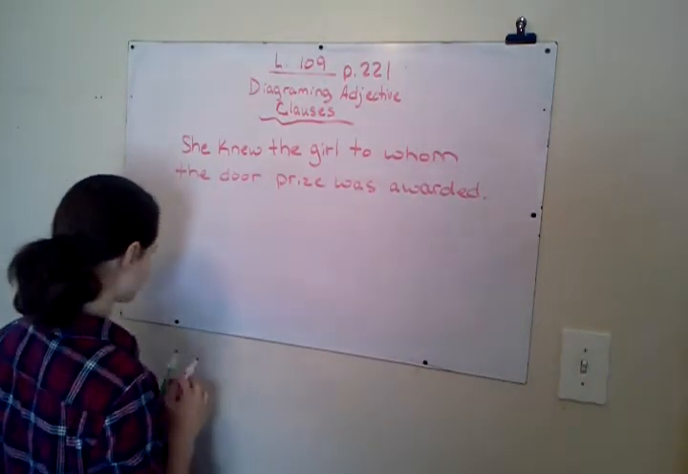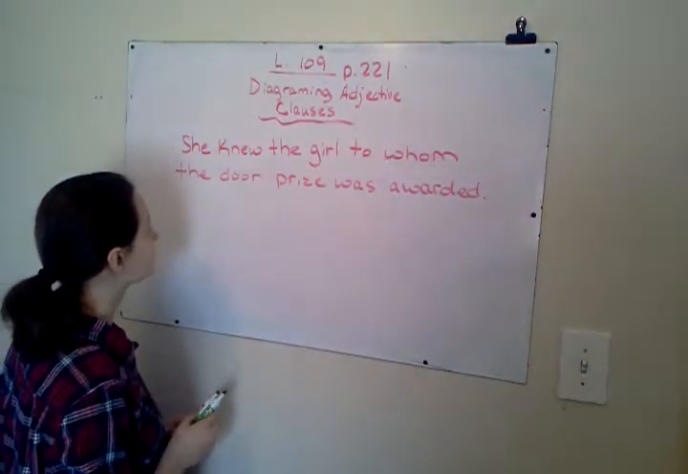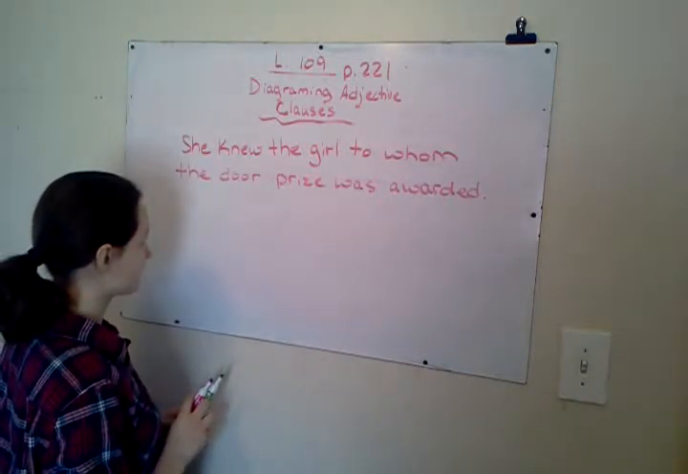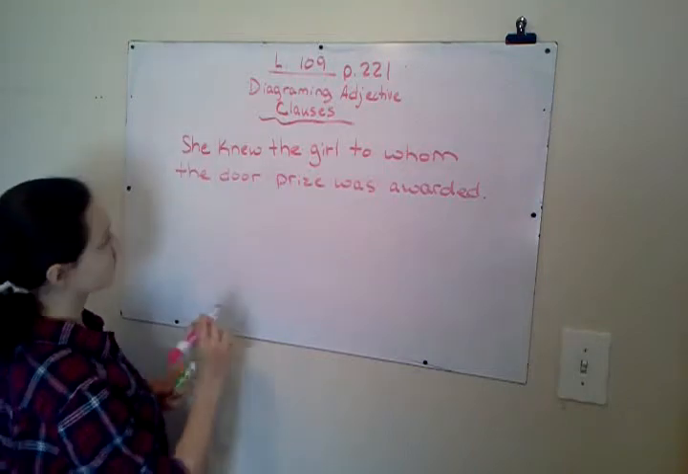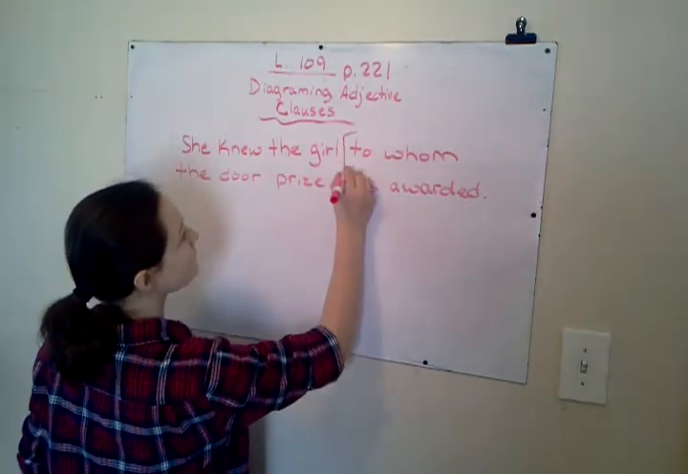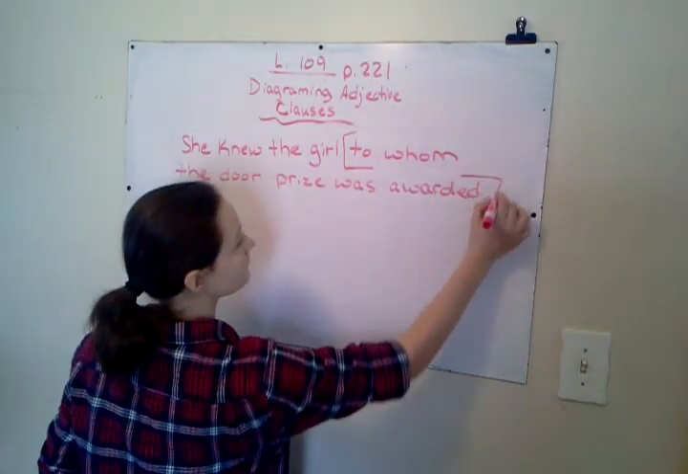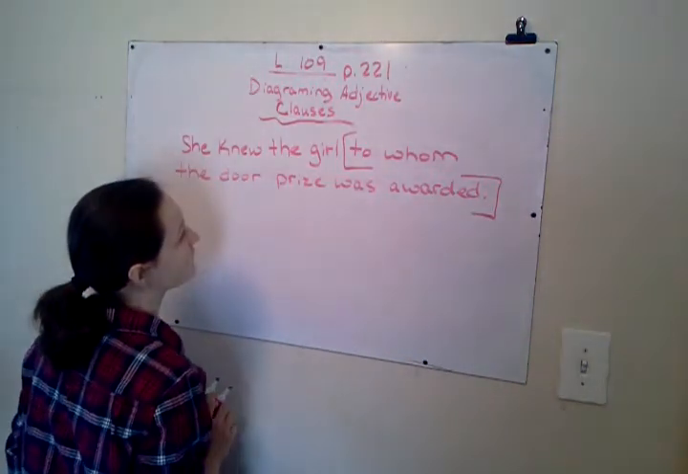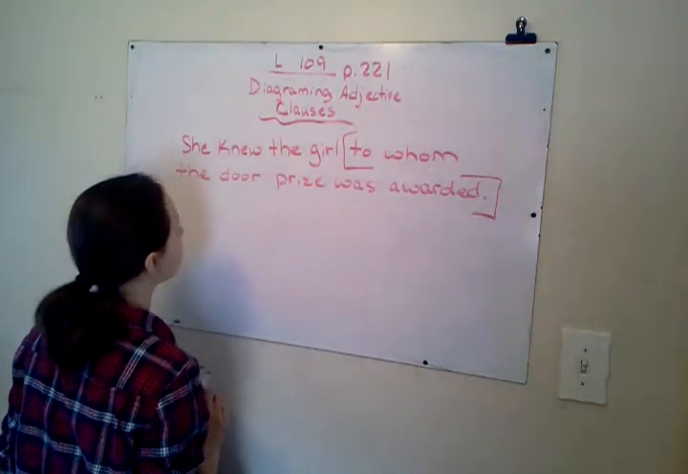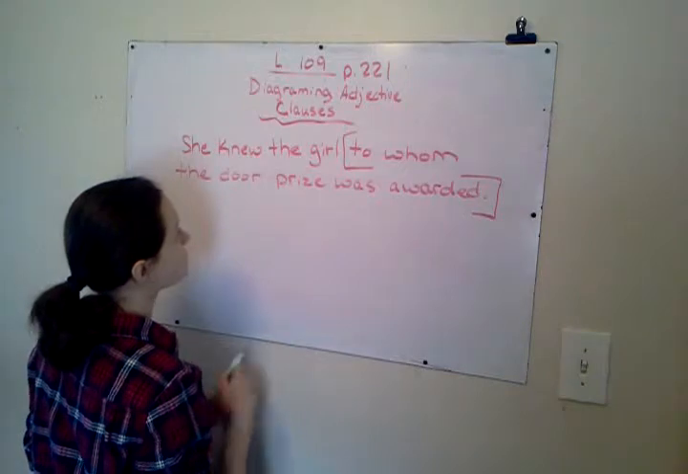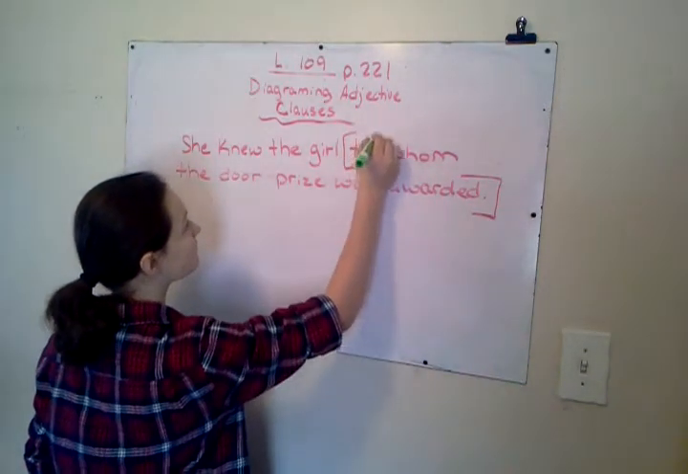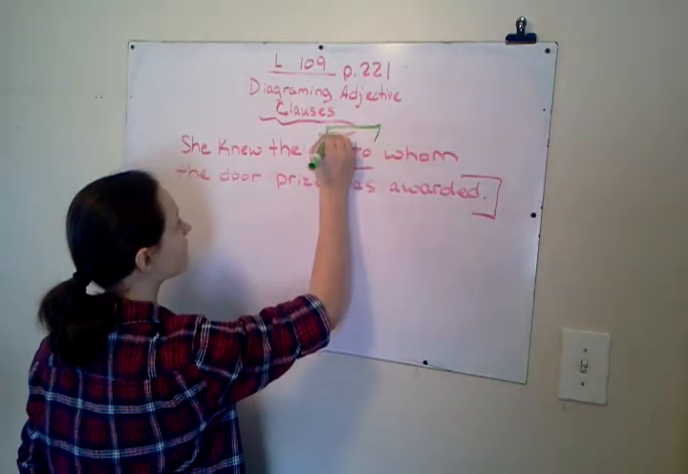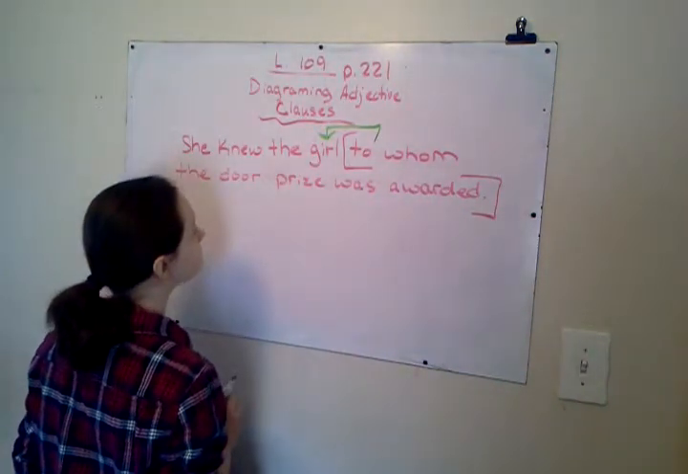Okay, in our next sentence, she knew the girl to whom the door prize was awarded. First, identify the clause, which would be to whom the door prize was awarded. That's the first step. Find the clause. Next, ask yourself what noun in the sentence is the clause modifying? What word is it answering an adjective question about? It's answering a question about girl. Which girl? The girl to whom the door prize was awarded.